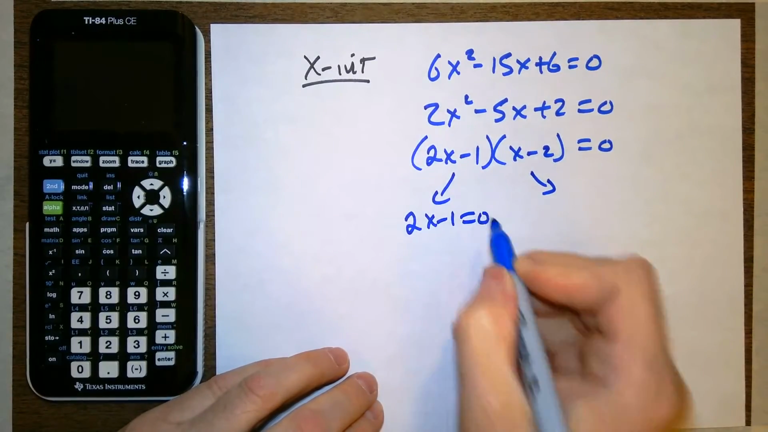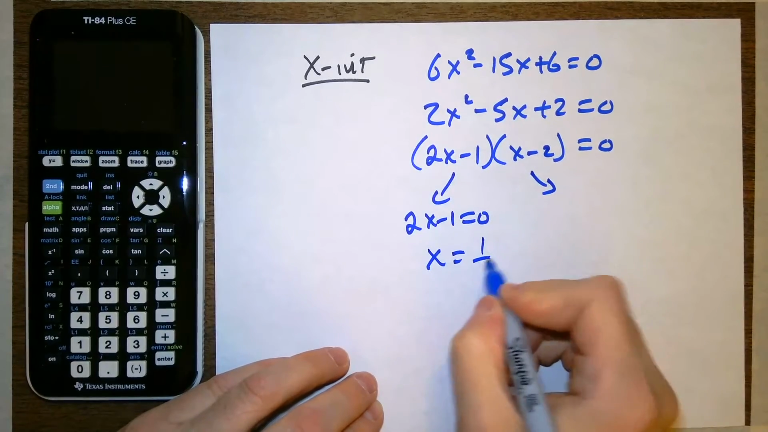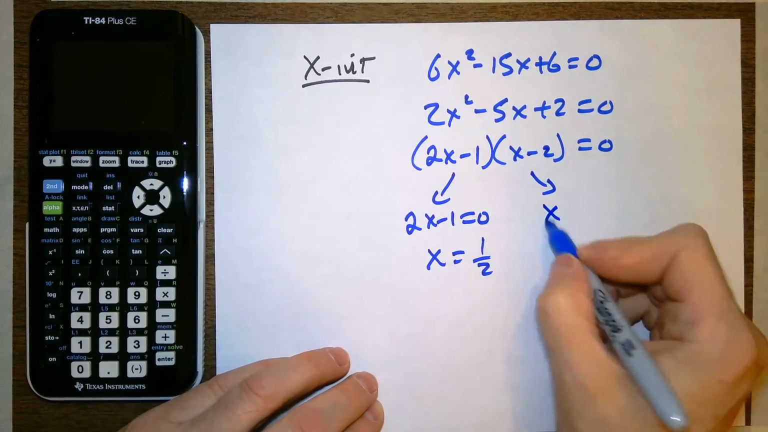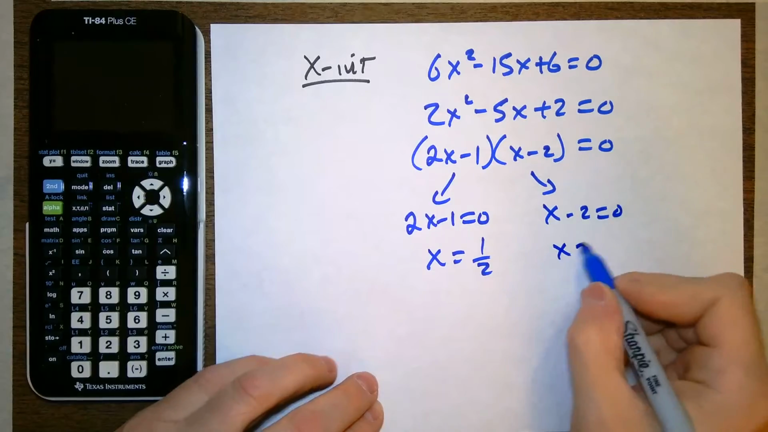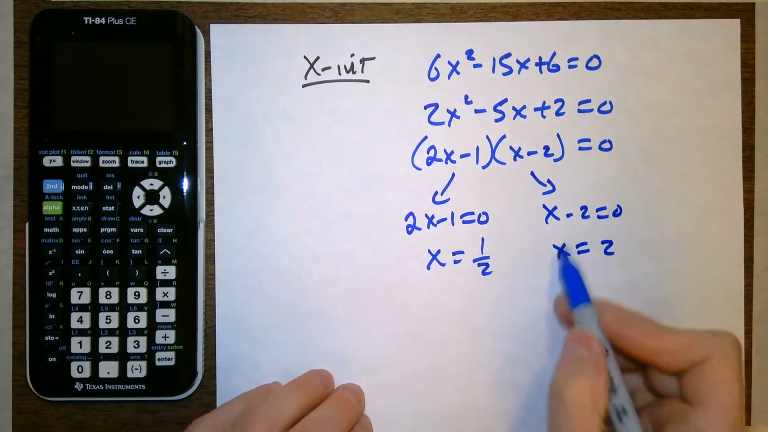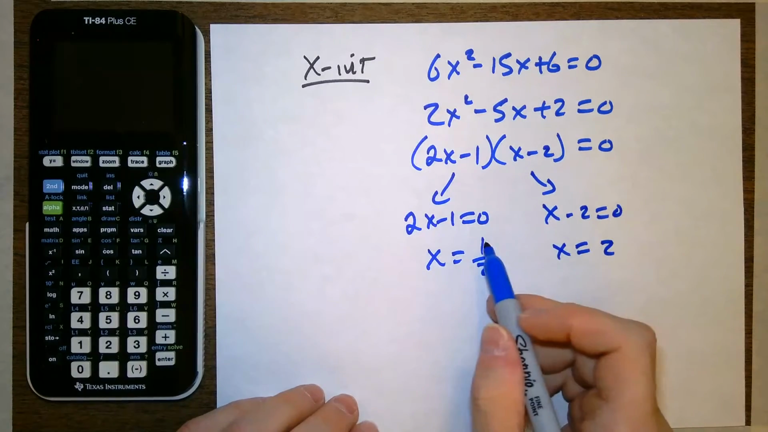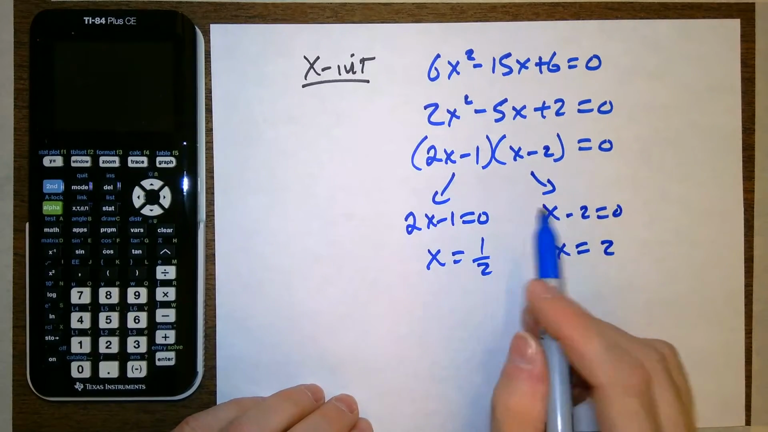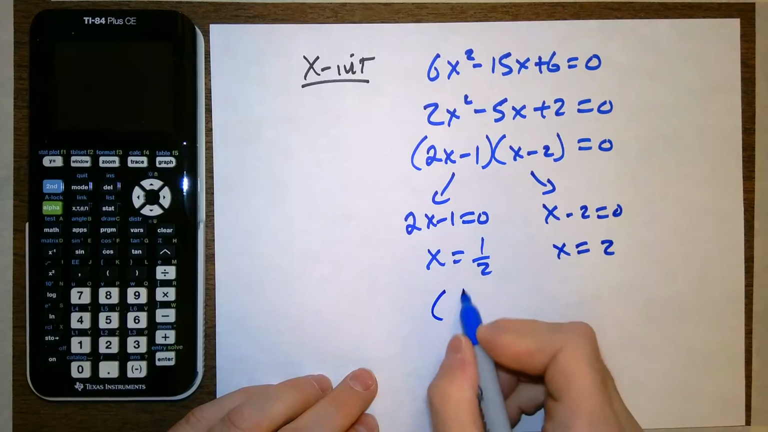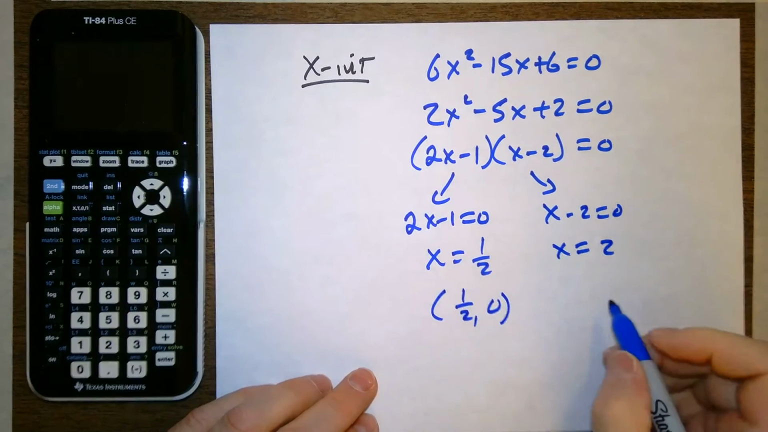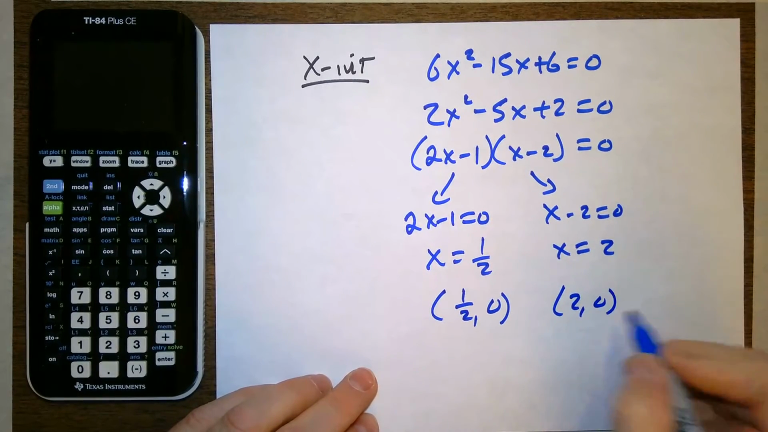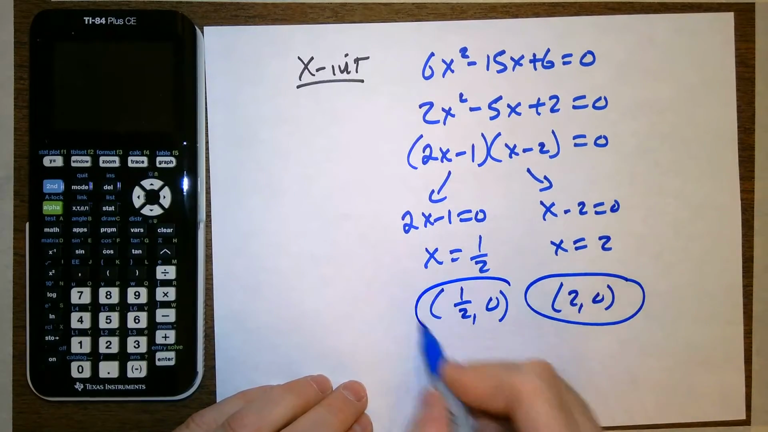2x minus 1 equals 0. Add 1, divide by 2. x equals 1/2. x minus 2 equals 0. x equals 2. Now be careful. Don't circle these. These would be vertical lines, and this has nothing to do with vertical lines. These are my x-intercepts. In other words, when x is 1/2, y is 0. And when x is 2, y is 0. These are intercepts.